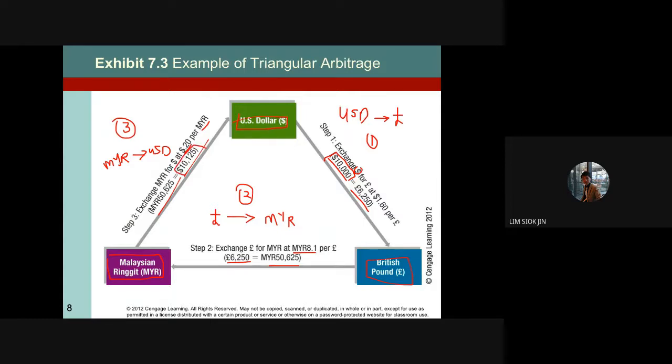10,125. So again, this shows that you make profit without any effort and without any risk. Can you see that? Just by taking US dollar, go to the market, buy pound, take pound, buy ringgit, take ringgit, convert to USD. Just like that, you make profit. You never even move a finger, you make profit. So this is what is known as an arbitrage, a gold mine.